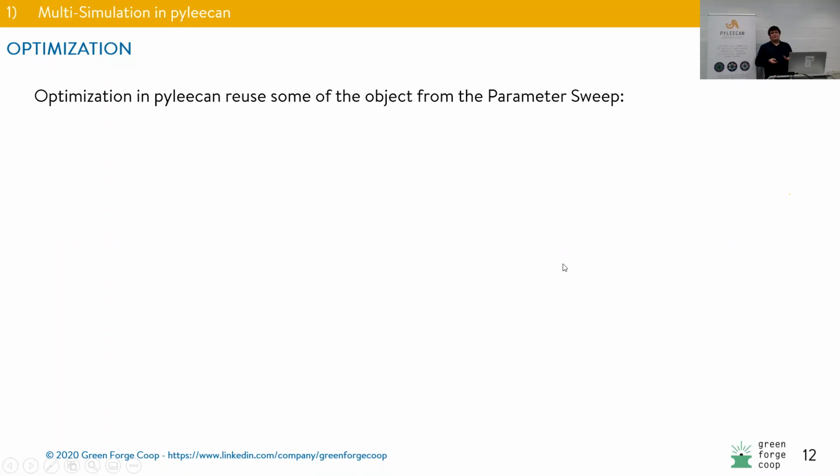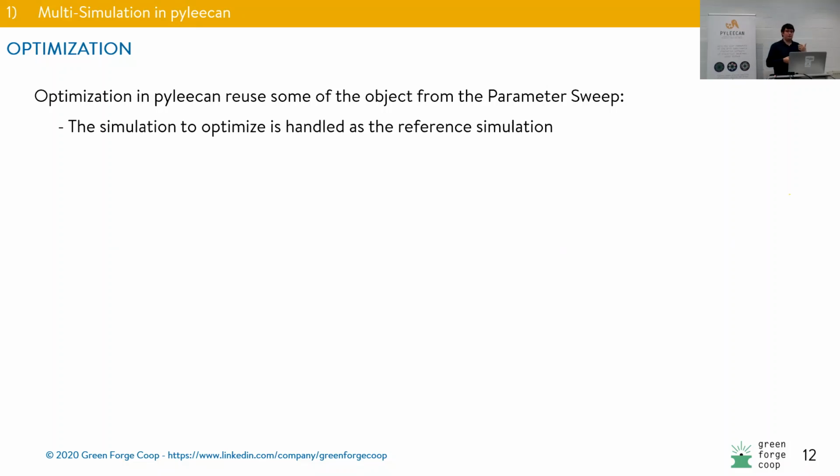So the idea of optimization is that we will reuse some principles of the parameter sweep. Again, the very principle of object orientation is the possibility to reuse the same principle, so you don't have to define the same thing twice. So the simulation that we will run for the optimization follows the same principle: we have a reference simulation. The objective, we define it with data keeper.